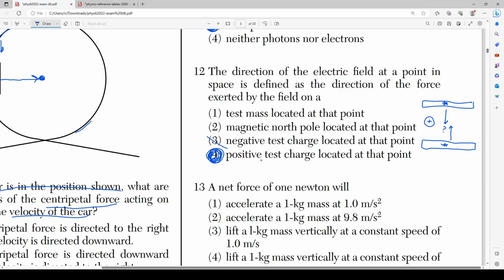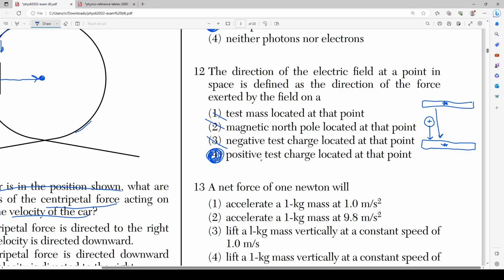You can't have a negative test charge, so we're going to eliminate choice 3. And because we need a test charge, we can eliminate 1 and 2, because they have nothing to do with that. What a test charge does is it's just a positively charged particle, and we're going to emit it in the middle of these two plates, and wherever this particle chooses to go, that is going to be the direction of the electrostatic field.